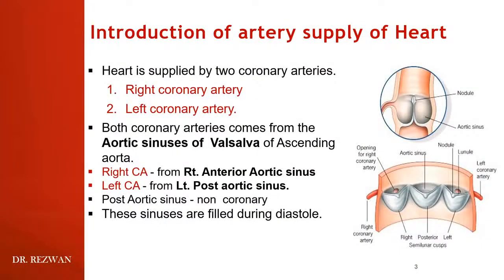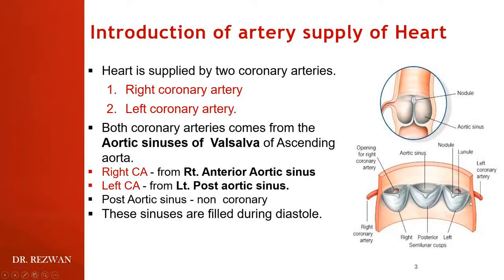Now we will start the artery supply of the heart. Before proceeding to the artery supply, we should know something about the coronary sinus or aortic sinus. What are aortic sinuses? We can see the aortic sinus over here. The heart is mainly supplied by the coronary arteries, the right coronary artery and the left coronary artery. Both coronary arteries come from the aortic sinus of Valsalva of the ascending aorta.